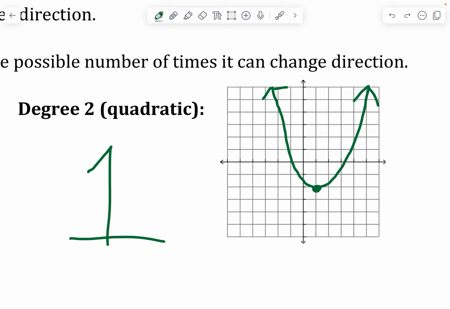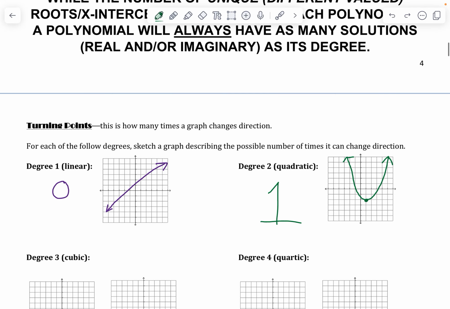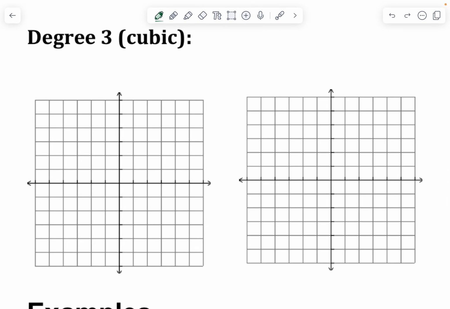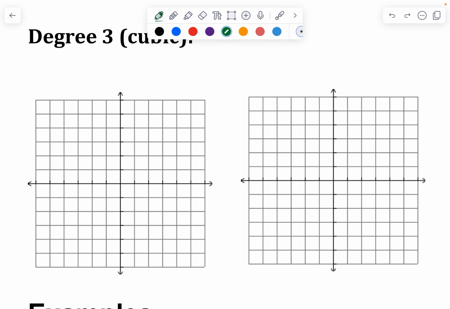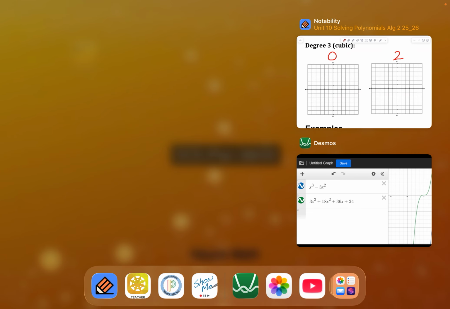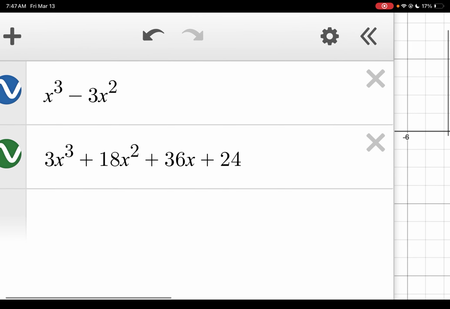And like I said, similar to linear, quadratics will always follow this idea. So one turning point. Now, the last two we're going to look at, cubic and quartic, are a little different, a little interesting. For cubic, it is actually possible that a cubic has 0 turning points or 2. So what I did was I put two cubic functions into Desmos. Look, x cubed minus 3x squared, and the bottom one, 3x cubed plus 18x squared plus 36x plus 24. Both cubics, because look at their degree, highest exponent is 3.